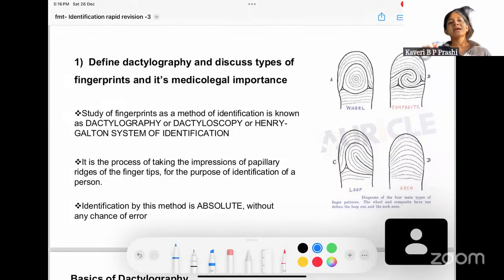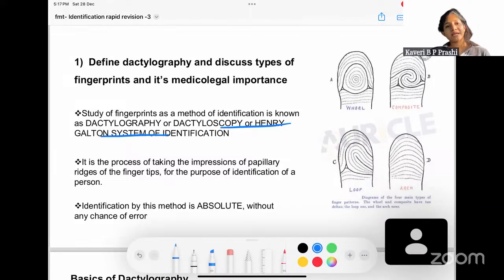Now, what is dactylography? Dactylography is a study of fingerprints as the method of identification, and this dactylography has certain other names like dactyloscopy and also the Henry Galton system of identification.